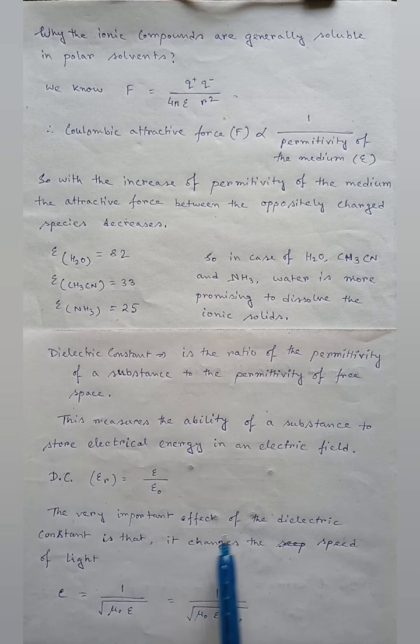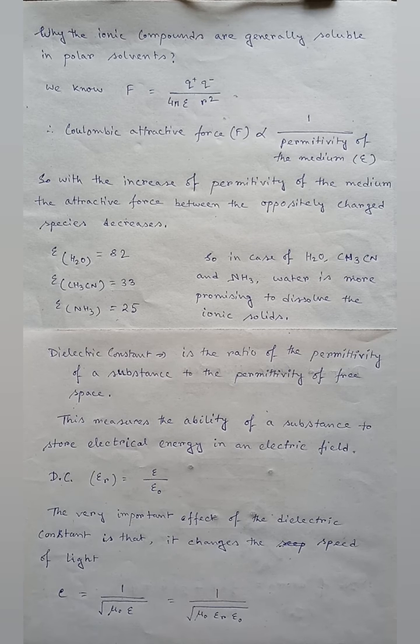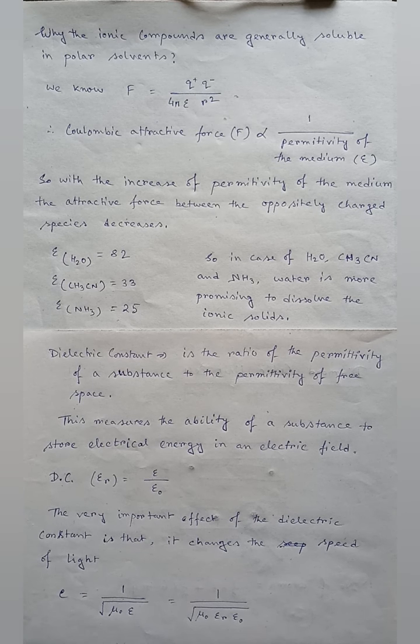The very important effect of the dielectric constant is that it changes the speed of light. Now if c is the speed of light, this is inversely proportional to the square root of the product mu 0 and epsilon. So we get this relation: c equals 1 by root over mu 0 into epsilon.